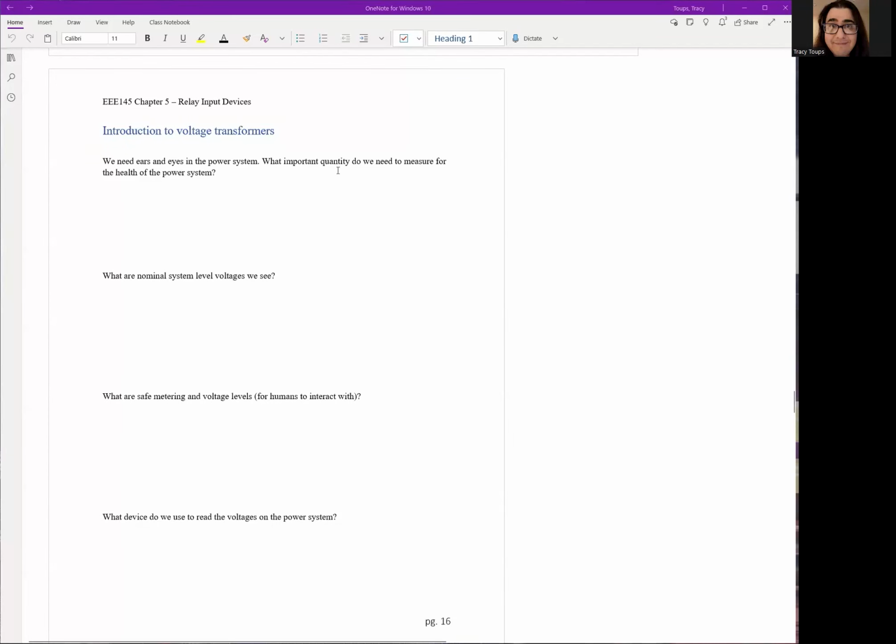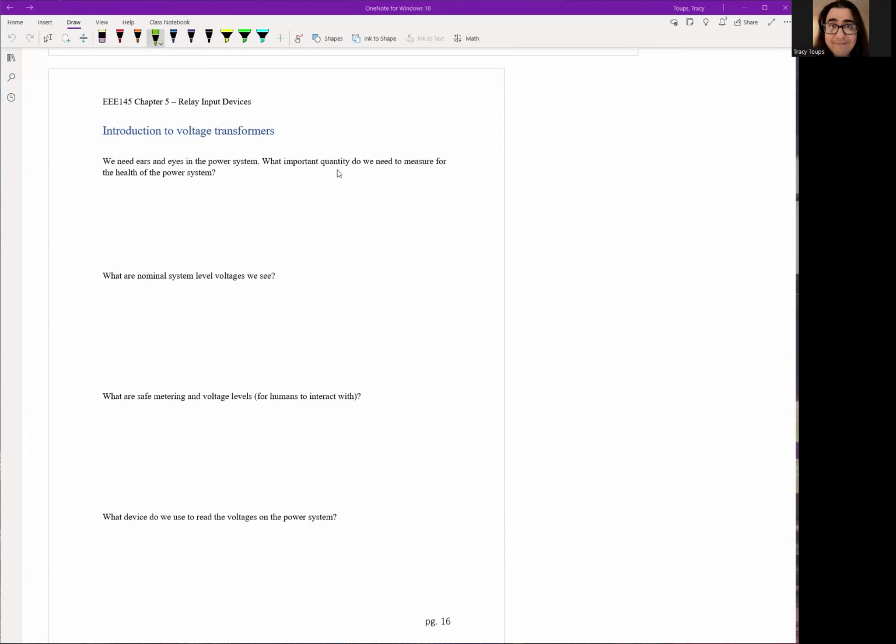Welcome to EEE145, Chapter 5, Relay Input Devices, Part 2. All right, last class period, we looked at the current transformer. This time, we're going to look at voltage transformers. So we're going to parallel the same logic and just go down.